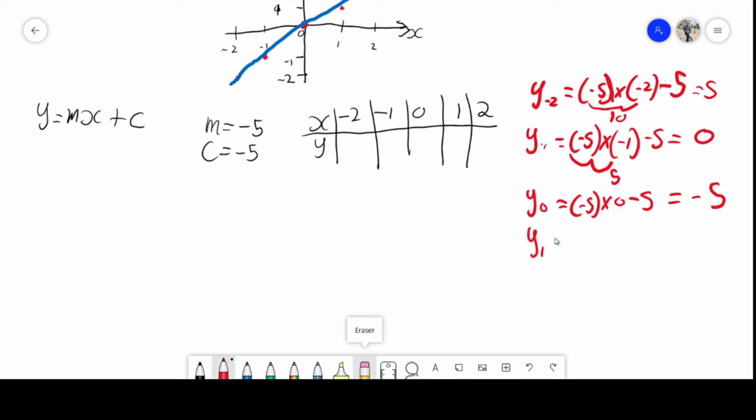Y of 1 is equal to minus 5 times 1, minus 5, which is equal to minus 10. And as before, we find ourselves moving in increments of m. This shouldn't surprise us because of the way that we've written this down. This is the scaling factor for how x interacts with y, so this scales x. So let's write our values in here then. So we have 5, 0, minus 5, minus 10, and then ultimately it's going to be minus 15.